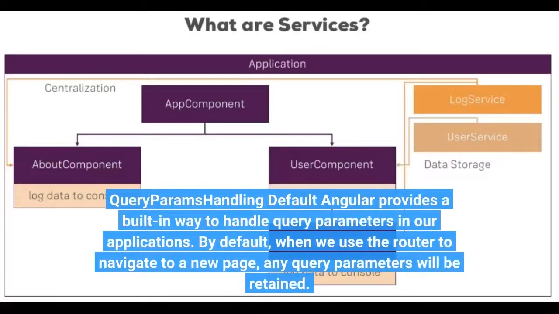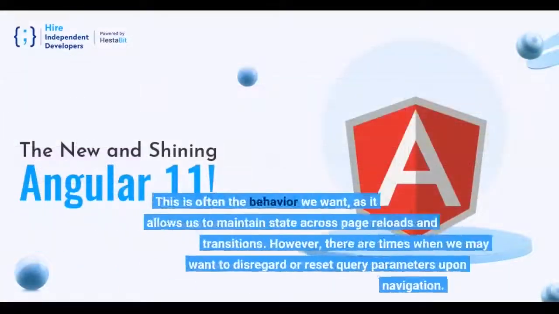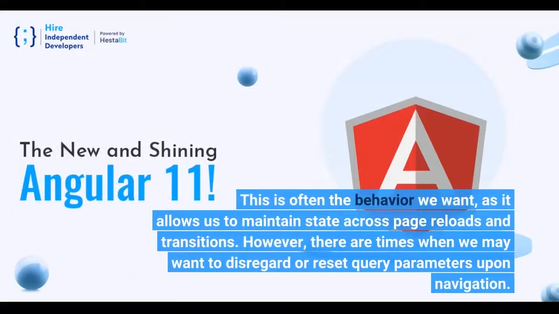QueryParamsHandling default. Angular provides a built-in way to handle query parameters in our application. By default, when we use the router to navigate to a new page, any query parameters will be retained. This is often the behavior we want, as it allows us to maintain state across page reloads and transitions. However, there are times when we may want to disregard or reset query parameters upon navigation.